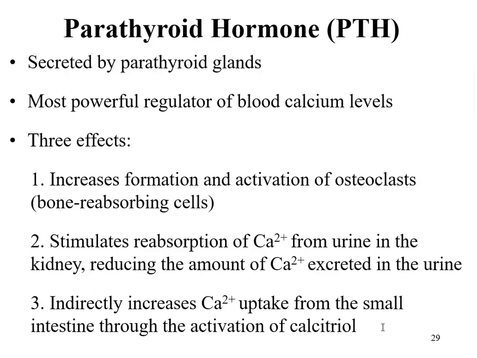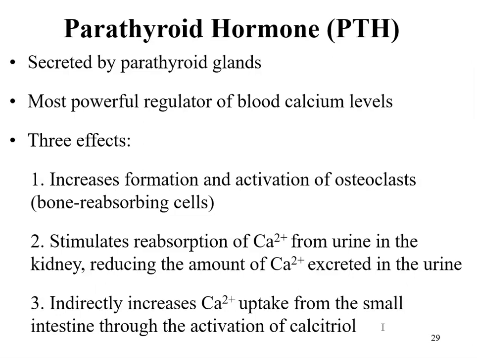Of the two, parathyroid hormone is the big kid. This is secreted by the parathyroid glands, which are on the surface of the thyroid gland. They are the most powerful regulators of blood calcium levels because this hormone has not one, but 3 effects on blood calcium levels.